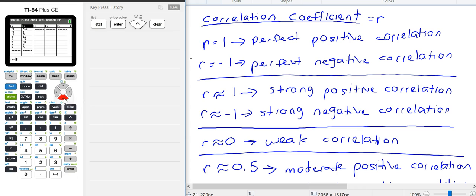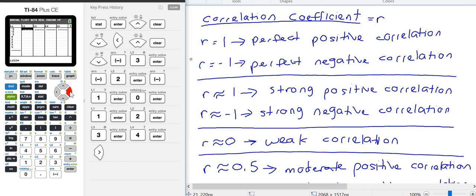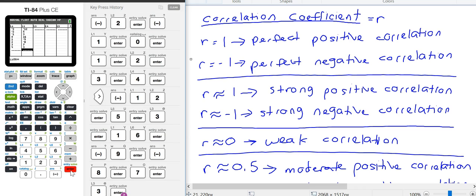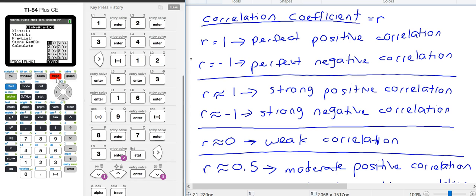We're going to clear out our list 1 and our list 2. For our x values in L1, we're going to put in our y values. Now we're going to have the calculator calculate for us the linear regression. So stat, right arrow to calc, scroll down to LinReg, linear regression, press enter. Our X list is L1, our Y list is L2. Let's store this in Y1. And then we're going to press calculate.